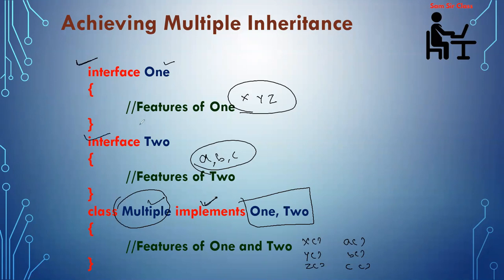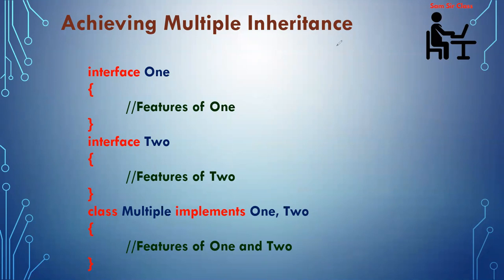Okay, so this is one of the most important questions in Java. Anyone can ask you how multiple inheritance can be achieved in Java. The answer is, you can implement multiple interfaces by a single class to achieve multiple inheritance. Clear?